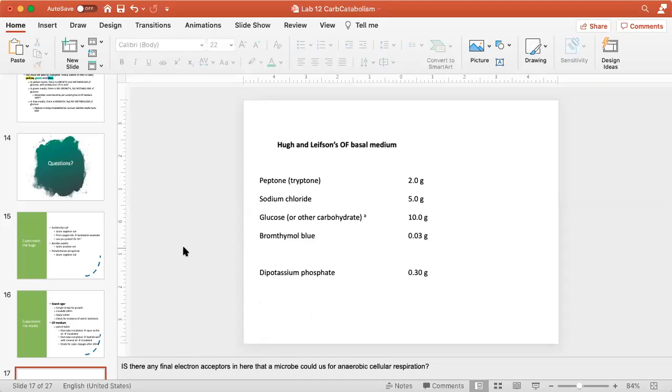I don't see nitrate or sulfate or carbonate, and those are the three most common final electron acceptor molecules for anaerobic cellular respiration. But I also don't see any oxygen in here. And we know that this tests for aerobic cellular respiration. So where's the oxygen come from?